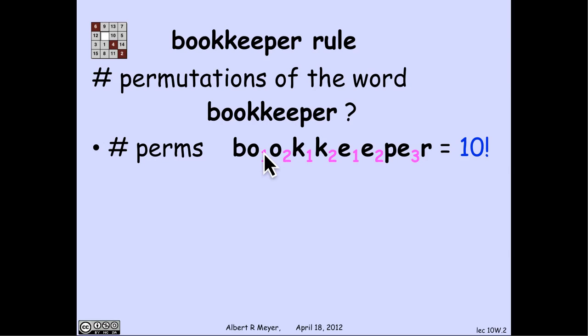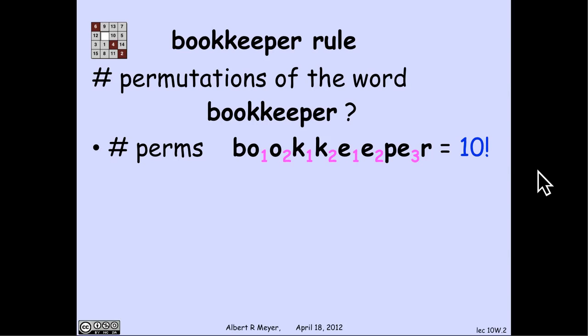The simple way to do it, to begin with, is to label all of the indistinguishable letters with subscripts to make them distinguishable. So I'm going to put subscripts 1 and 2 on the O's, 1 and 2 on the K's, and 1, 2, and 3 on the E's. Now all the 10 letters are distinguishable. And if I ask how many ways are there to permute these 10 letters, the answer we know by the generalized product rule is simply 10 factorial.